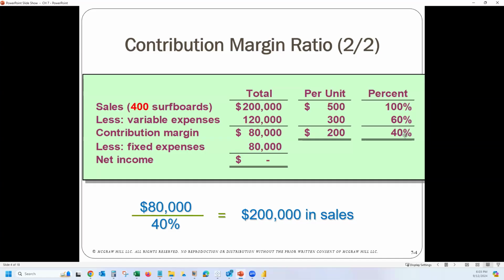With this 40%, you can calculate what the break-even point is in dollars. So what you simply need to do, just like what we did earlier, you have the fixed cost of $80,000 divided by the contribution margin ratio, which is this 40%. And then you have $200,000. What that means is that at this $200,000, the company will break even. So there are multiple ways in which you can calculate your break-even point in dollars and also break-even point in units.